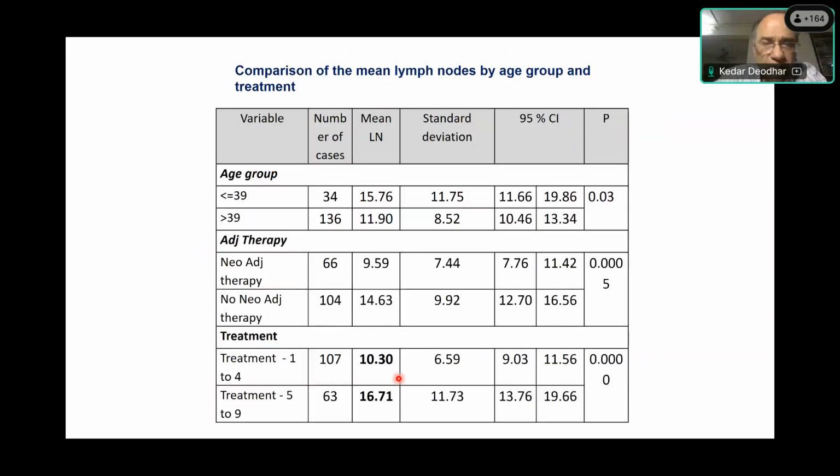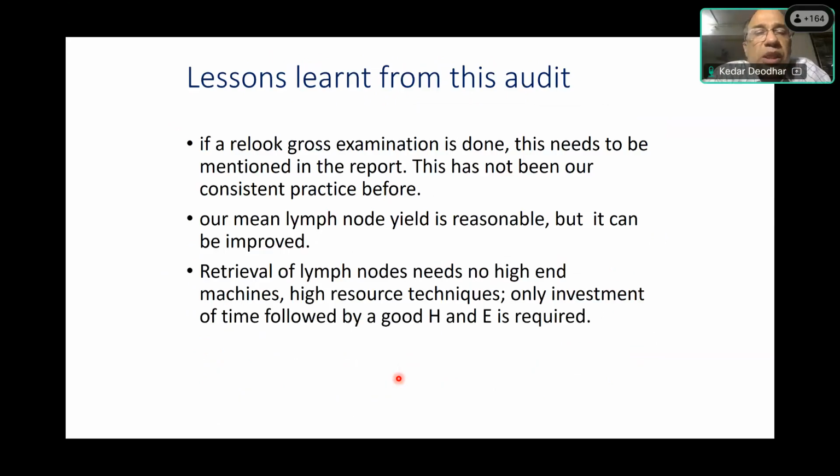So what did we learn from this? We learned that if we relook, cross examination is done, this needs to be mentioned in the report because that's mentioned in our data sets. This has not been our consistent practice. So after this audit 10 years ago, we started mentioning in our report, okay, we found 8 nodes, but we went back and we took 4 extra sections, we found 2 more nodes. So we started mentioning that in our report.